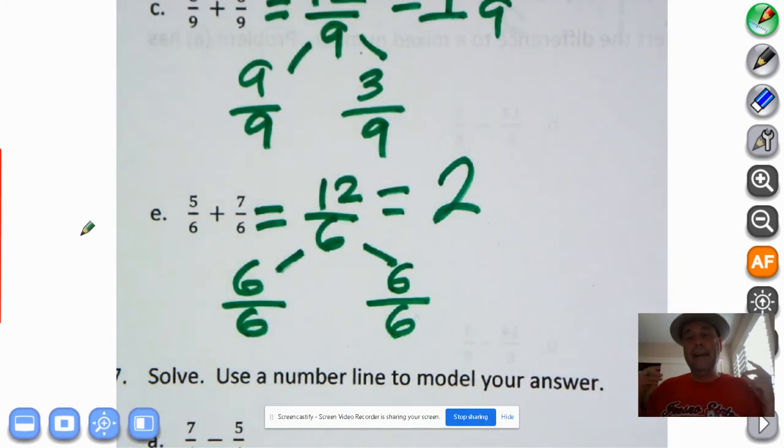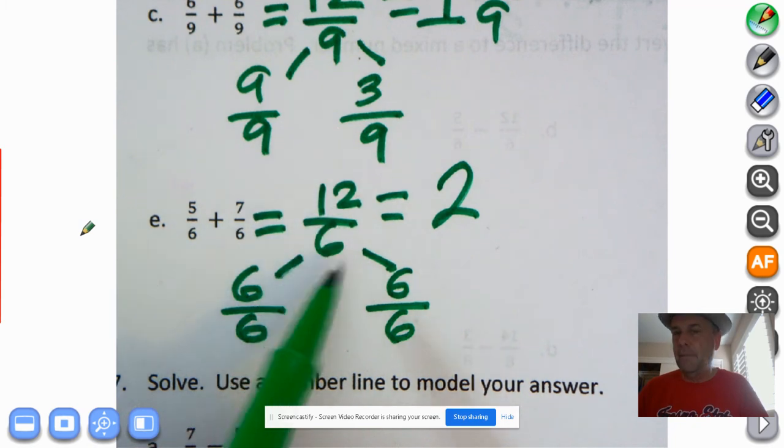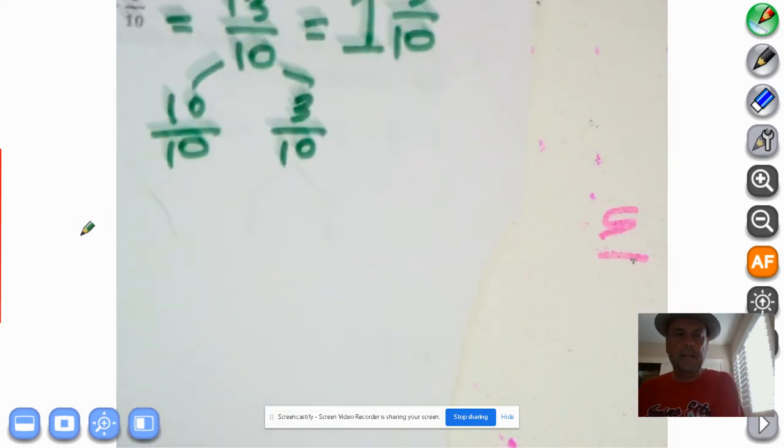Now, when you're really advanced in fractions, you know fractions are division. I haven't really taught you that yet. 12 divided by 6 is 2. That'll probably happen in 5th grade or maybe later on in this unit.